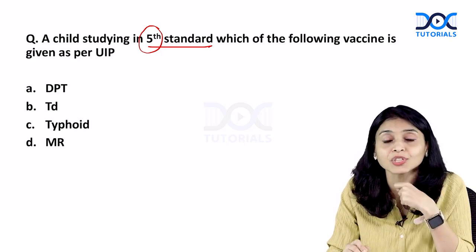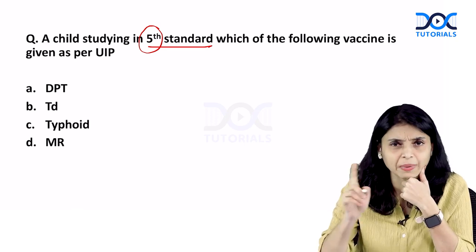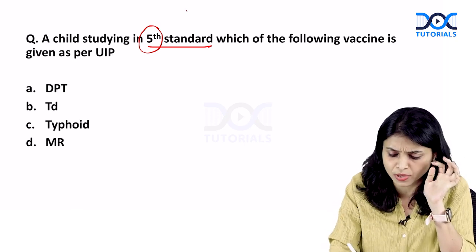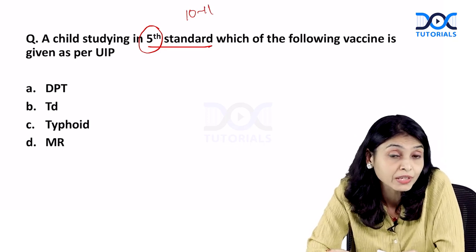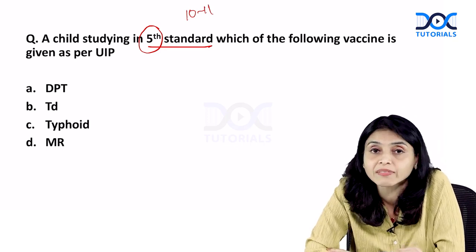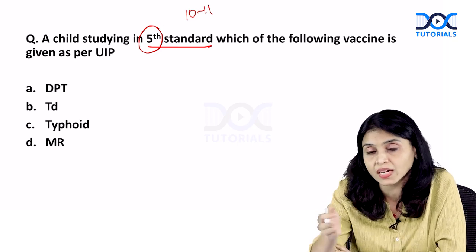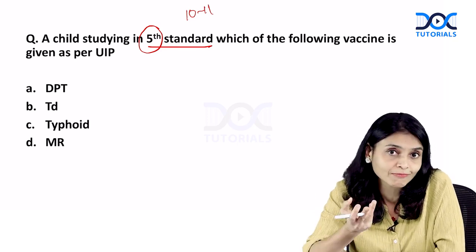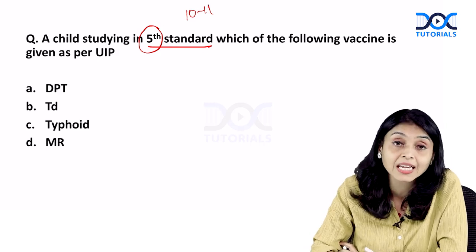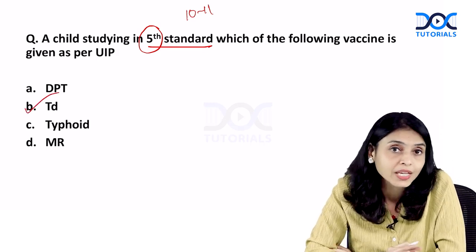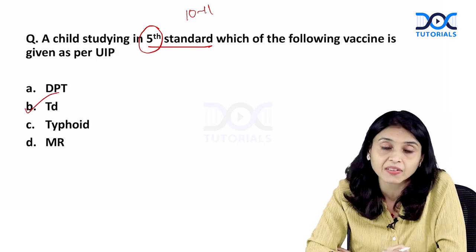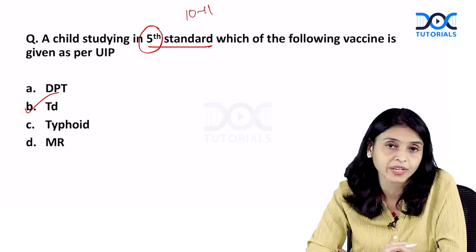What is the age of children in 5th standard? They'll be around 10 to 11, I would say. So the question is, which is the vaccine that will be given to children who are in the age group 10 to 11 years? Which is it? It is TD, right? Earlier we were giving TT, but now in UIP there is no TT. Instead we are giving TD, capital T, small d.